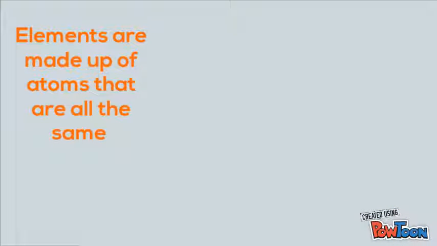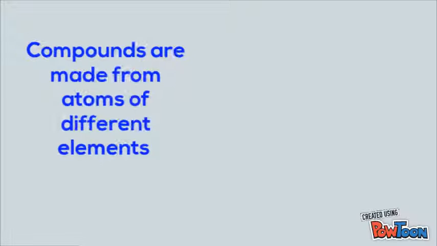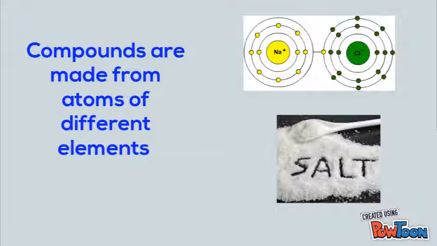Elements are made up of atoms that are all the same. In other words, elements are made up of one type of atom only. For example, copper is made up of only copper atoms and carbon is made up of only carbon atoms. Whereas compounds are made from atoms of different elements. For example, NaCl or salt has two different atoms, one of Na and one of Cl.